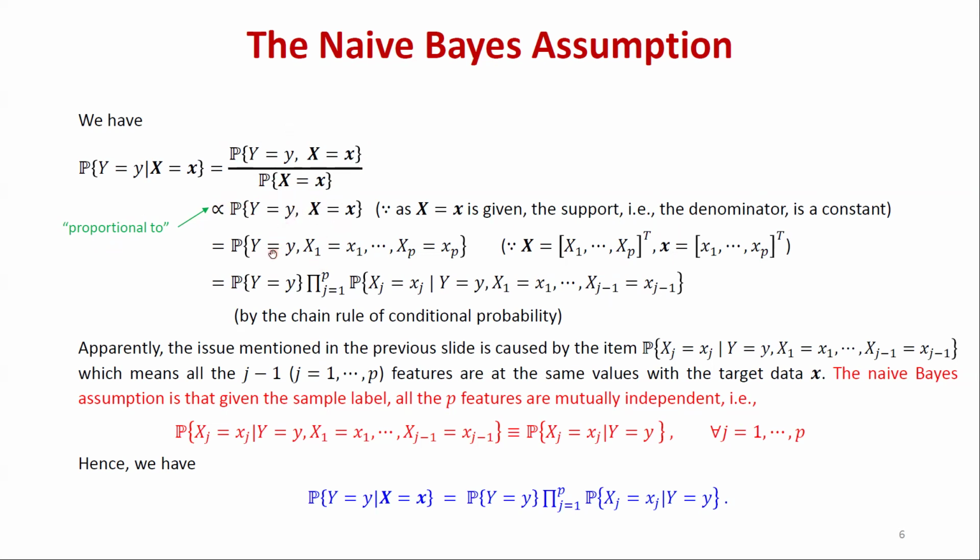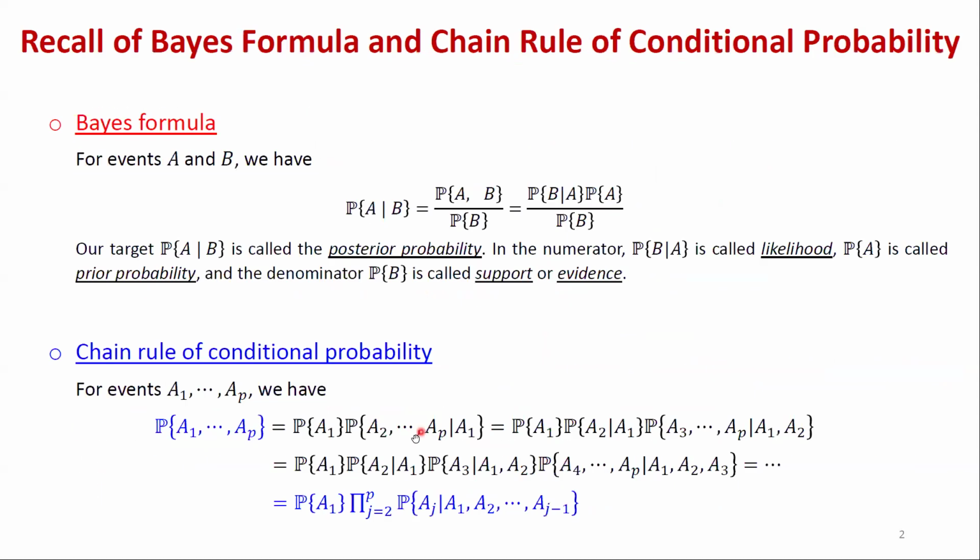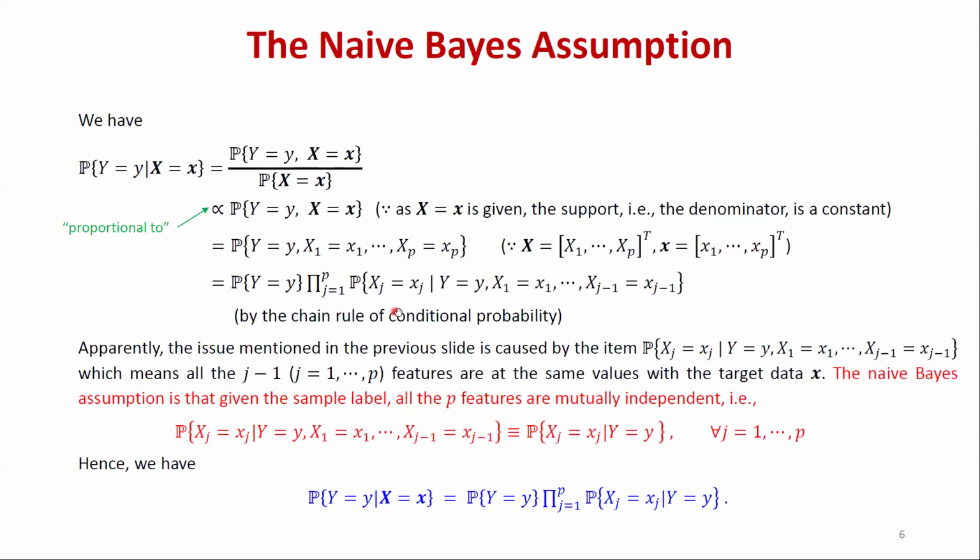Then the numerator, as we mentioned, you need to find exactly x1 equal to small x1, x2 equal to small x2, xp equal to small xp, plus the label must be the same again. Then by the chain rule of conditional probability, you can write this in this form. And you see the difficult part is here. You need to have so many conditions given y equal to y, x1 equal to small x1, and so on, until xj minus 1 equal to small xj minus 1. Too many conditions, too strict, that I cannot easily satisfy.